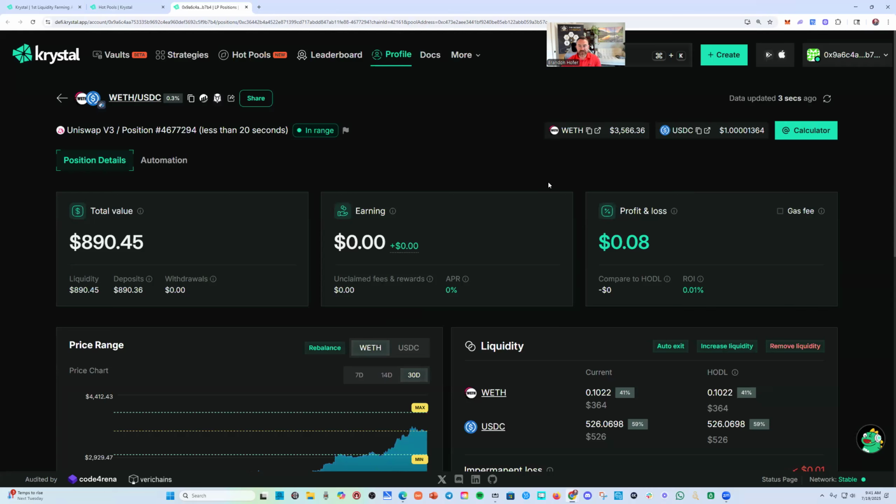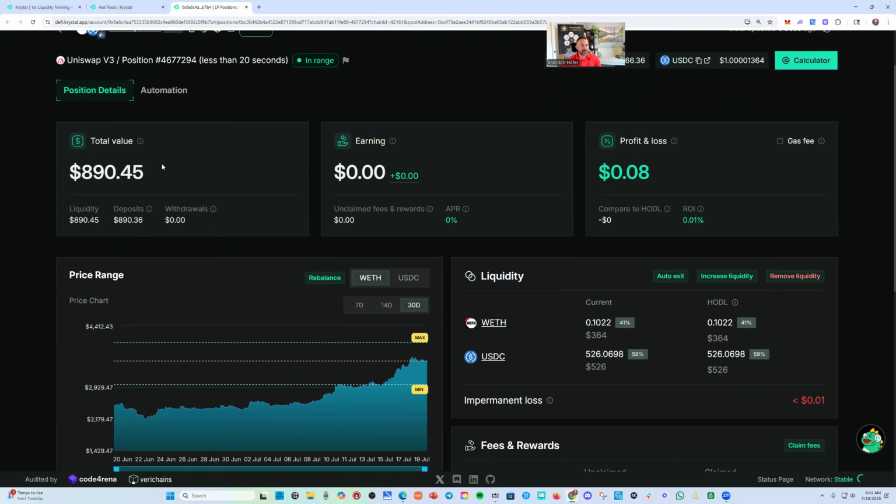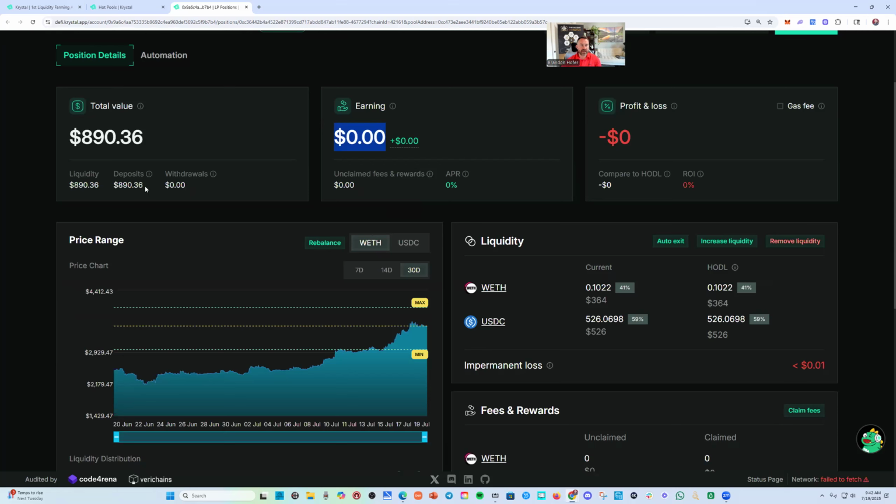So now it's going to say, here's your portfolio. And oh, I already made 8 cents. Fantastic. Total value. So it's going to say, here's your deposits. Here's the total value. The total value over time will be your liquidity plus your earnings over here. And it'll let you know, hey, you deposited this much originally. So the dollar value that day of the assets you deposited. And then this is what the current dollar value today is of those assets.